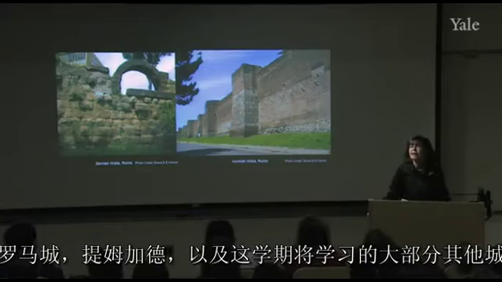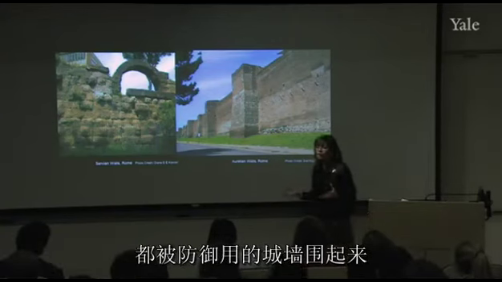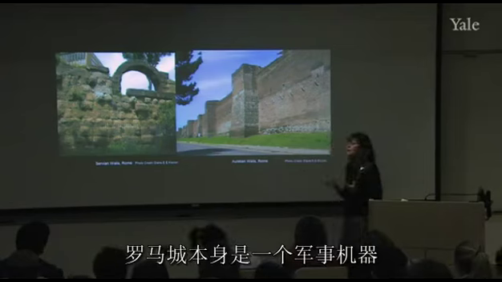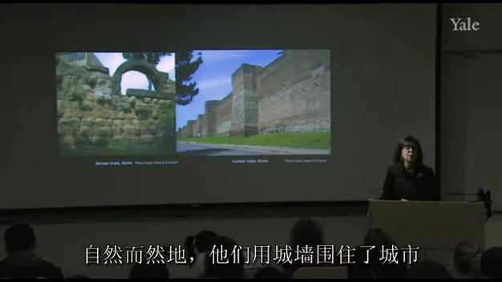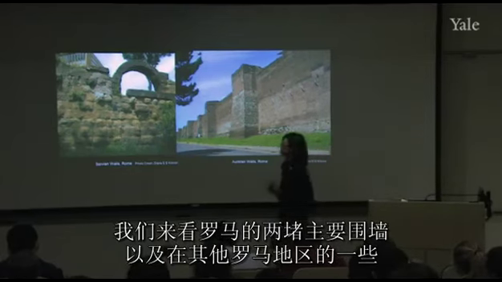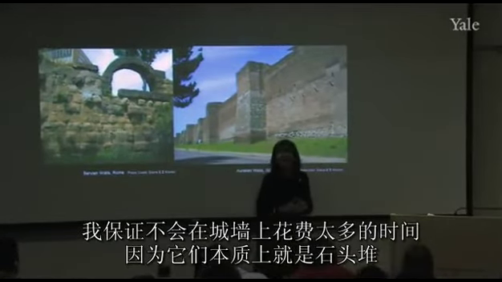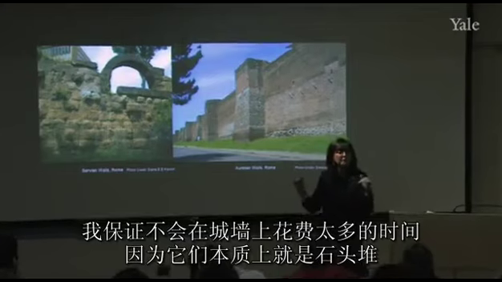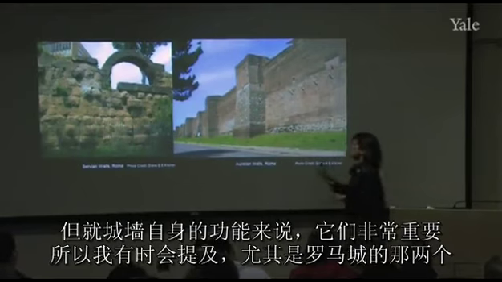Cities like Rome, like Timgad, and most of the others that we'll look at in the course of the semester, were surrounded by defensive walls. As a major military machine in its own right, Rome was only too aware of the dangers of attack from others, and consequently they walled their cities. And we will look at the two major walls in Rome as well as walls in other parts of the Roman world. I promise not to spend too much time on walls because they're essentially piles of stone, but they're important in their own right, and I will speak to them on occasion, and especially the two in Rome.